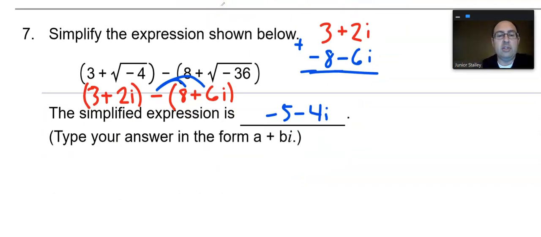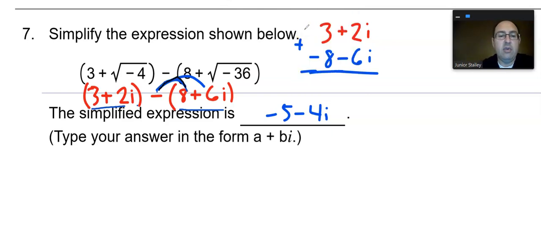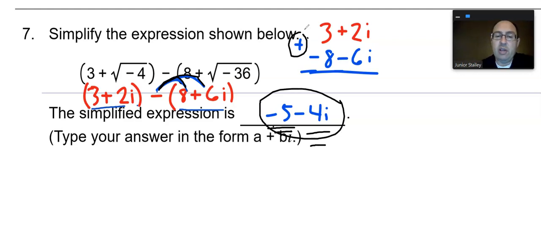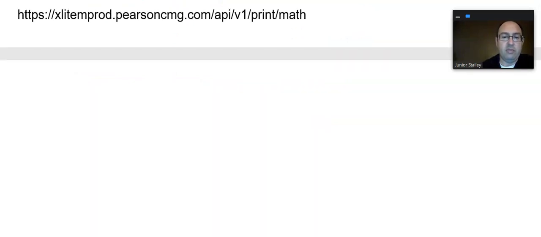Question 7. Now subtraction, right? Same thing, got to simplify the radicals. 3 plus 2i, 8 plus 6i. But when you distribute that -1, that's -8 and -6i. The reason I distribute the -1 is so that I can change it to addition. And then I can add down the columns and get -4i and -5. Okay? So, distribute the negative and change it to addition. And I think that's it for this particular one.